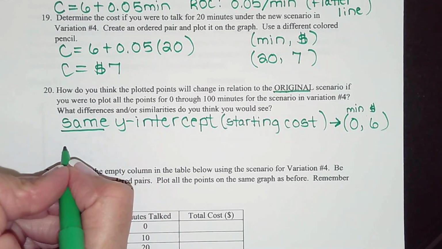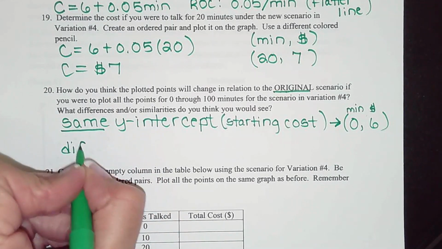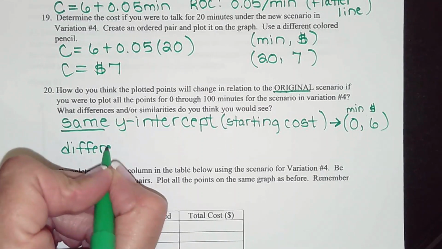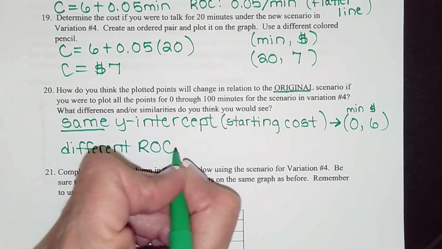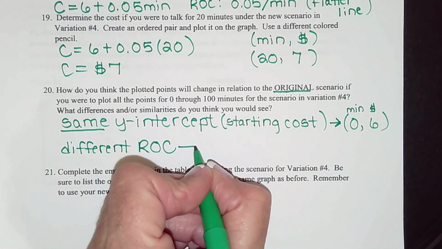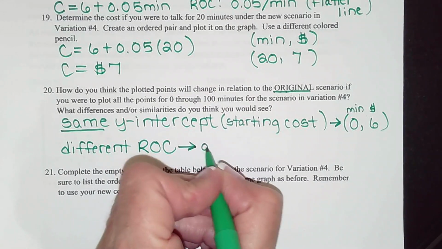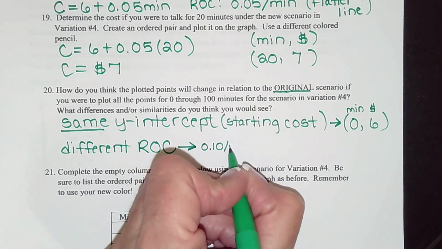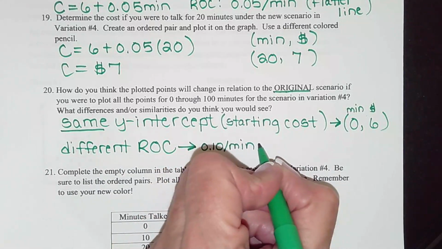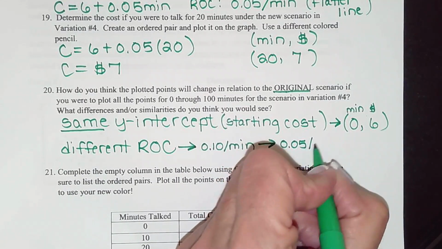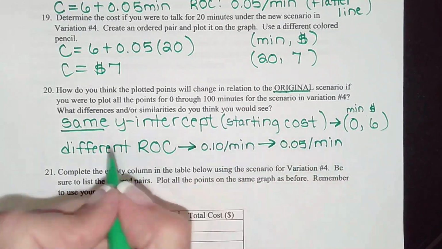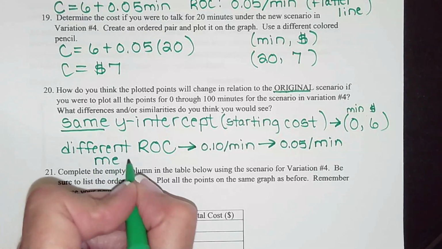What's going to be different is the rate of change, which means from 0.10 per minute to 0.05 per minute means the line will be flatter.